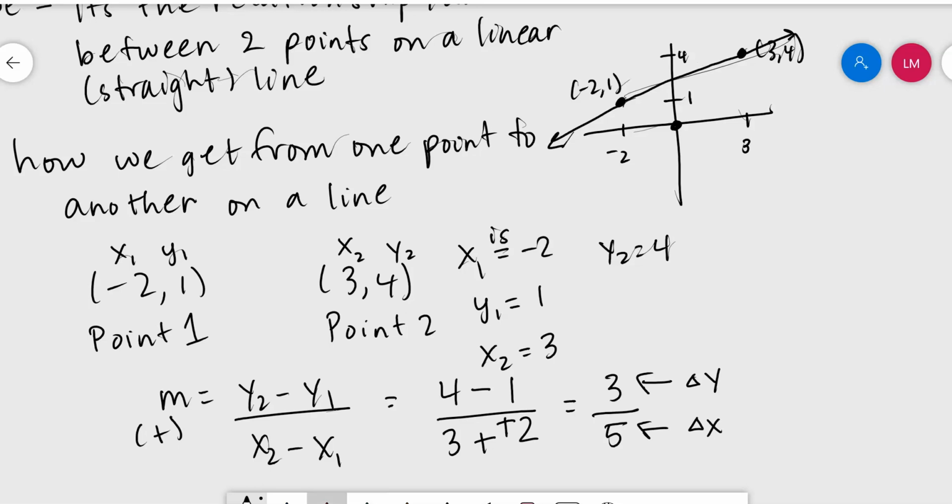So what we're going to look at now is the address. We got our rise up of 3, and we have a run of 5. And again, if I am a positive 3, then I'm going to rise up 3 spots. And if I'm going to run 5 and it's positive, I'm going to go 5 to the right. So that's the address to get from this point to this point. And let's check and see.